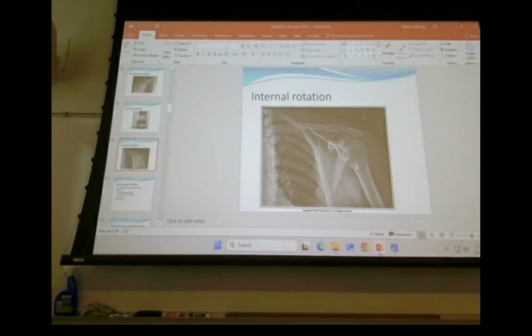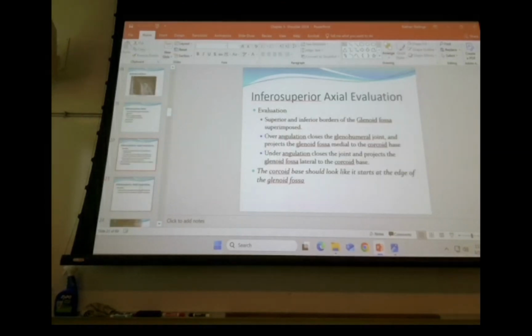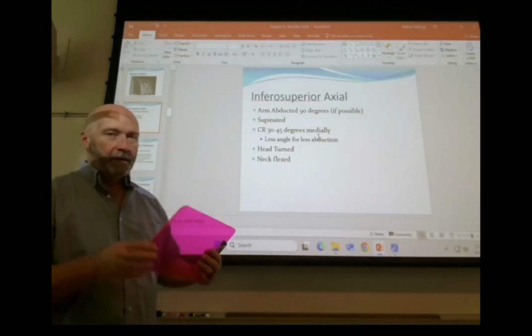What you get with the internal rotation is not just the lesser tubercle projected medially, but you also get what looks like more superimposition on the glenoid fossa. So the inferosuperior axial projection is what in a lot of cases we refer to as the axillary, and the dangers here, not dangers, but the mispositioning, the most common mispositions that I see or saw were one of two things.